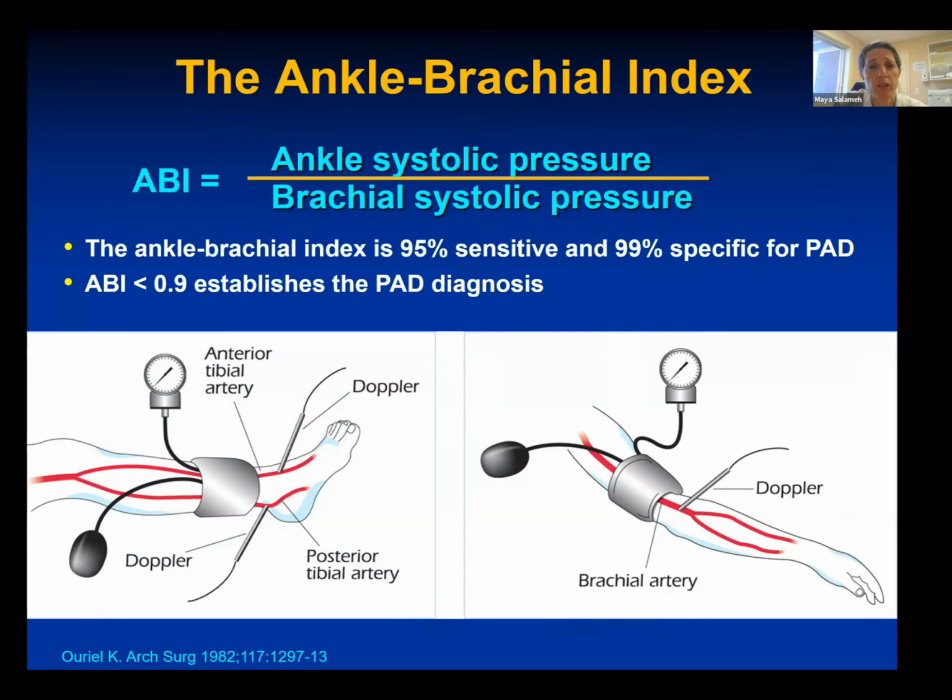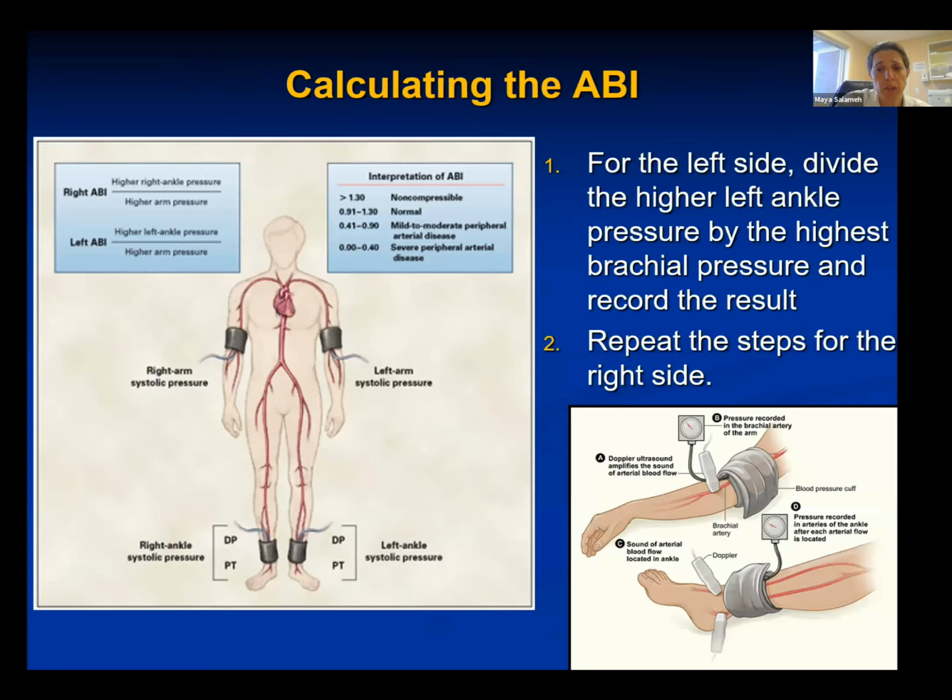It's defined as ankle systolic pressure divided by brachial systolic pressure, with an ABI of less than 0.9 essentially establishing the PAD diagnosis. The way you do the ABI is basically you're measuring the systolic pressure. You have to use a Doppler probe. It cannot be done with a stethoscope. And you're measuring the pressure at the ankle in two places, at the anterior tibial dorsalis pedis artery and at the posterior tibial. You take the higher of these ankle pressures and divide by the higher of the brachial pressures, and that's your ABI for that leg. And then you obviously repeat that for the other leg.